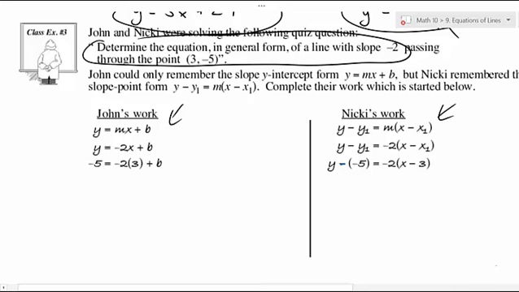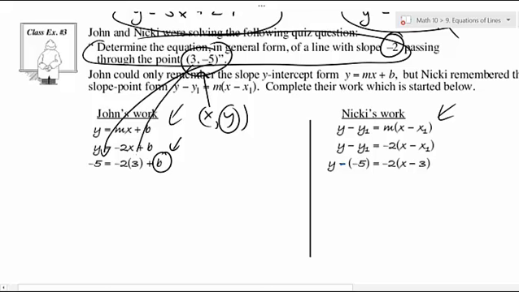So what John did is John wants to figure out this b. This b is going to be the y-intercept. All he got, though, was a point and a slope. But he can use those points. Hey, we've got an x, we've got a y. He put the y in, so he took that negative 5, he put it where the y was, he took the 3, put it where the x was.